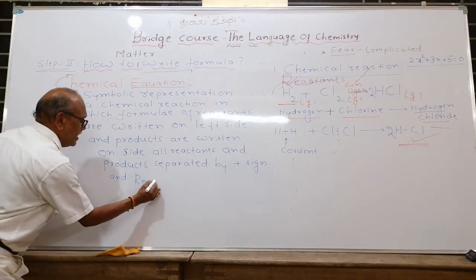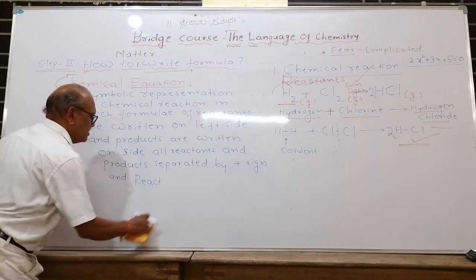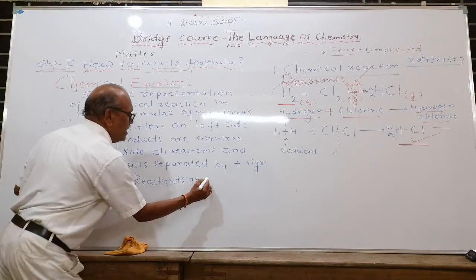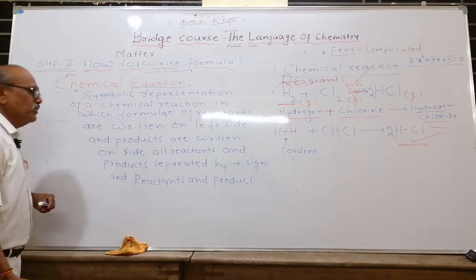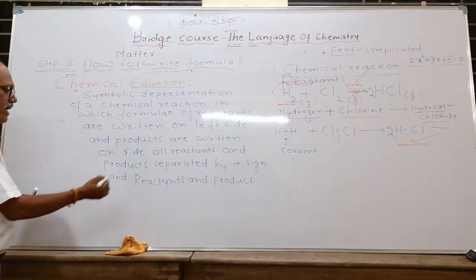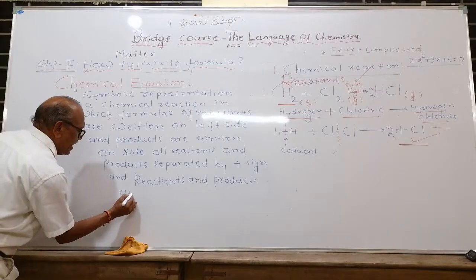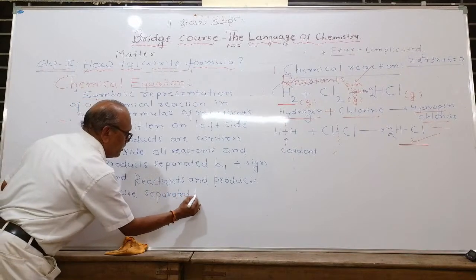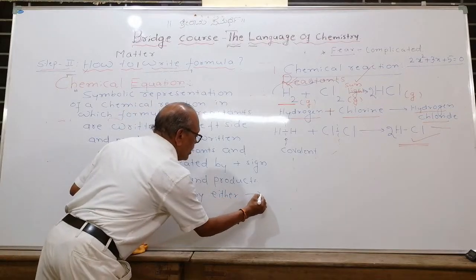And reactants and products are separated by an arrow mark. I will teach you in depth, in detail. Let it take time, don't worry. And it will boost your understanding in the school. Reactants and products are separated by either this sign, arrow mark. Can you see?